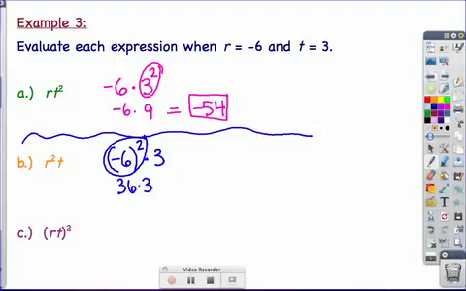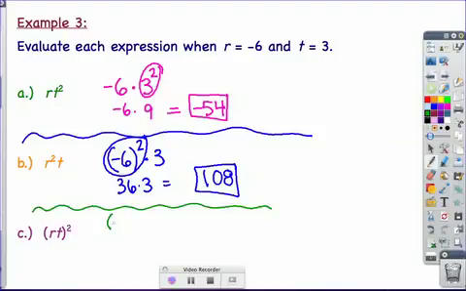Part C. In parentheses, I have r times t, negative 6 times 3, all squared. I start within the parentheses and get negative 18. That entire quantity is being squared, and we get an answer of 324.